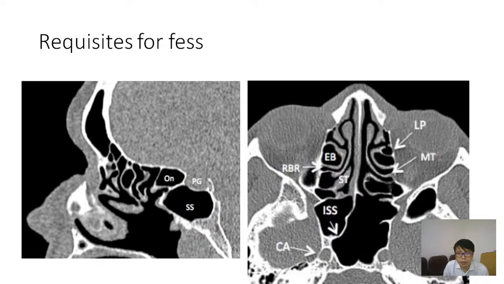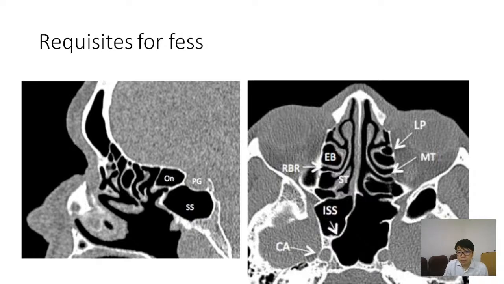Regarding prerequisites for functional endoscopic sinus surgery, there are different terminologies. FESS is the full form of functional endoscopic sinus surgery, and there is also endoscopic sinus surgery. By adding functional, we mean that we want to preserve the function of the sinuses. Function of the sinuses means mucociliary clearance, that is the function of the mucosa of the sinuses. We want to preserve as much as possible, so we remove only the diseased part of the mucosa and try to preserve as much normal mucosa as possible. This is called functional endoscopic sinus surgery.